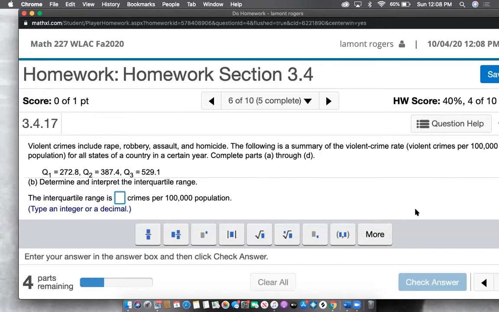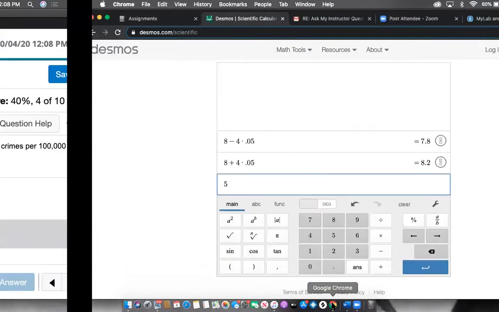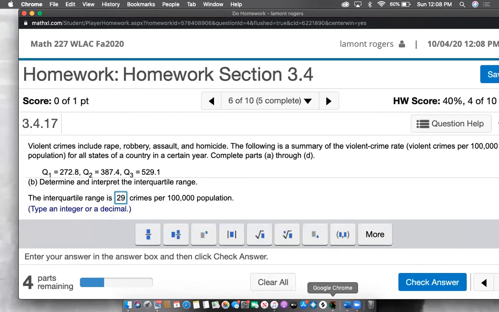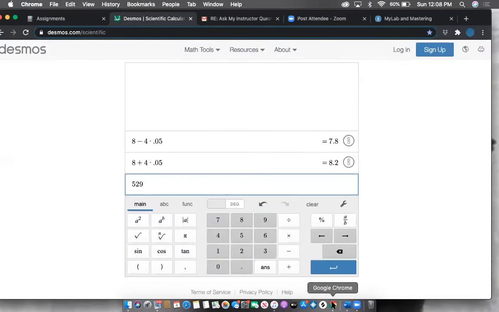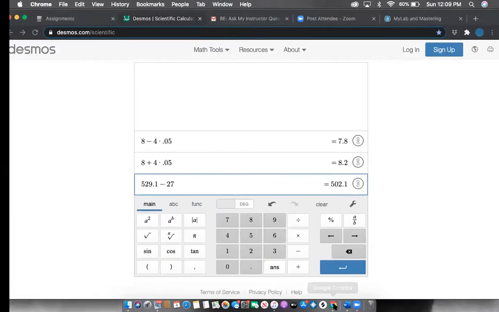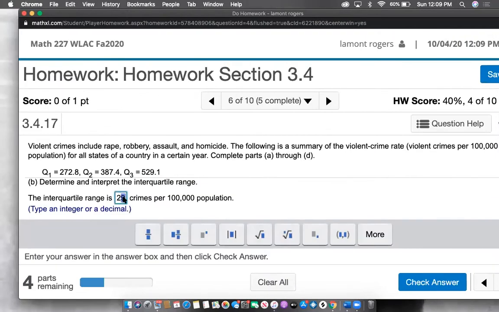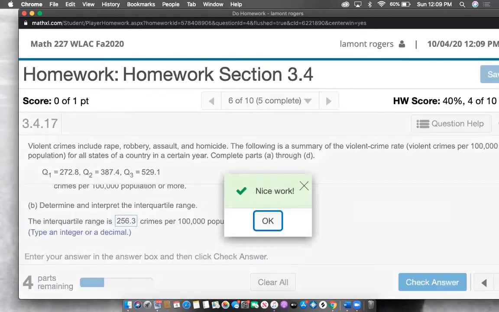I need to get a scratch of paper so I don't have to keep doing this, but sorry. 520 what? 529.9. 529.1. Yeah. My brain is gone now. 272.8. All right, so this is the answer, 257.3. So 256, excuse me. 256.3. Sheesh.